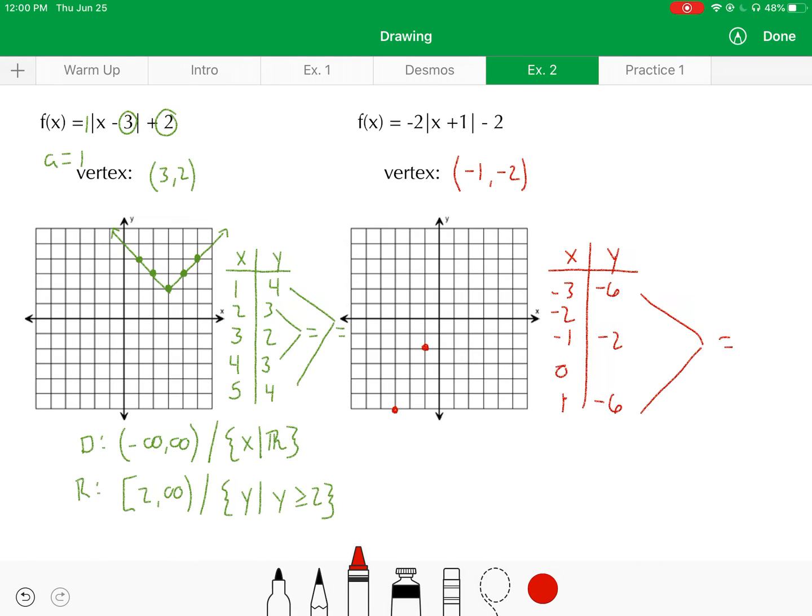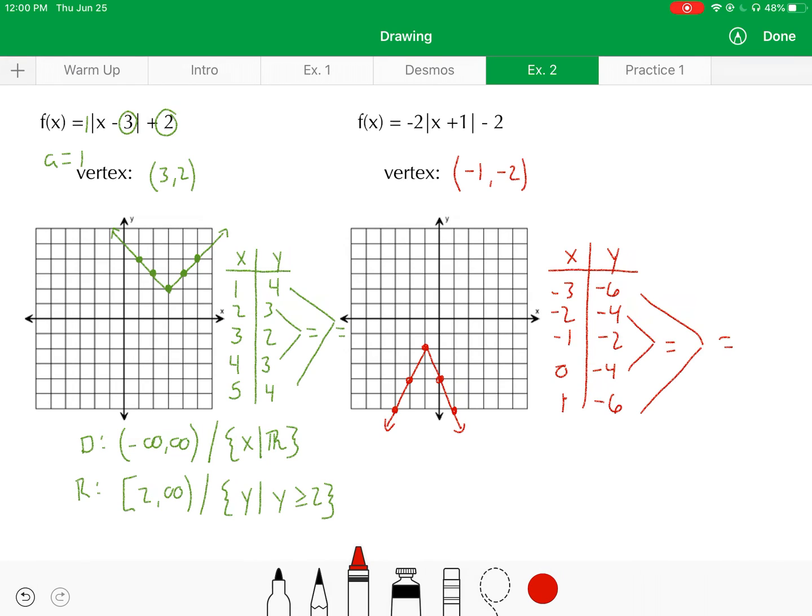If I were to plug -2 in for x, -2 plus 1 is -1, absolute value of which is 1. 1 times -2 is -2, subtract it with 2, -4. By the same reasoning, that should be -4 as well. And there you have your graph.